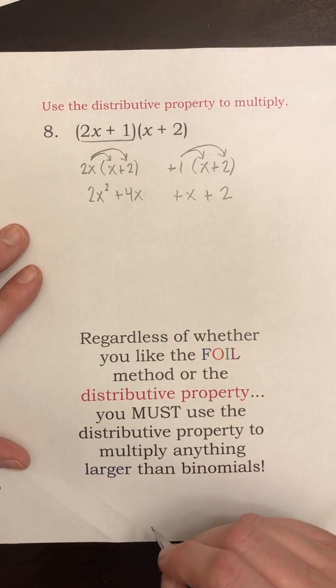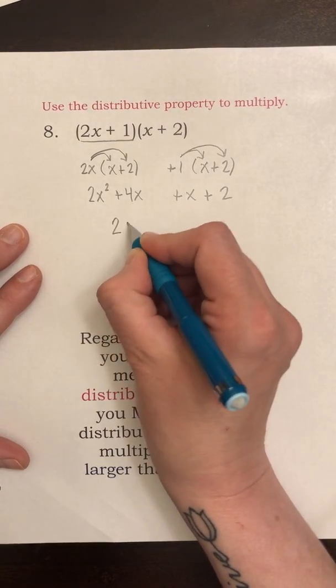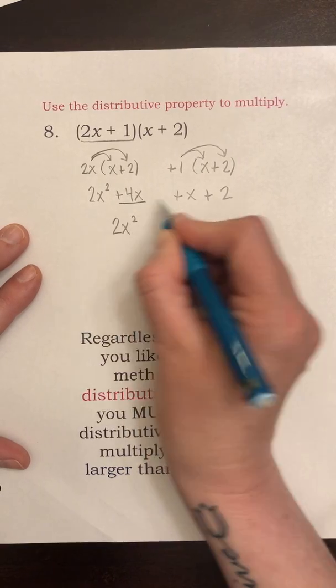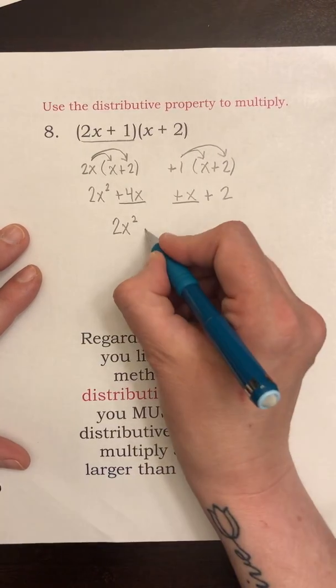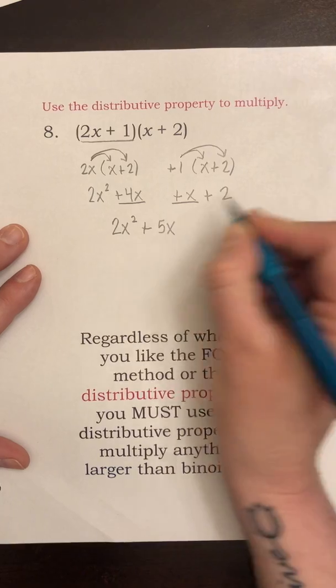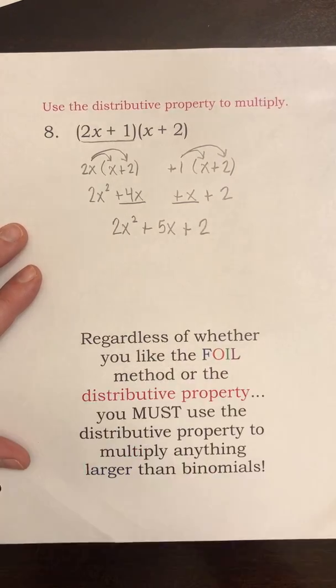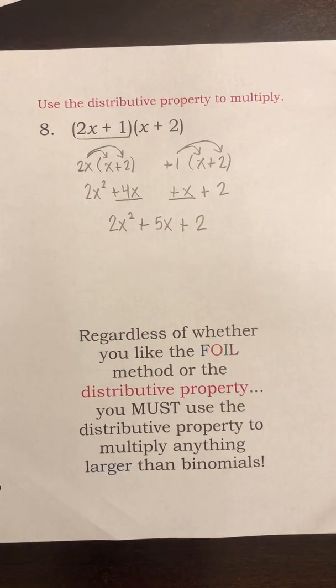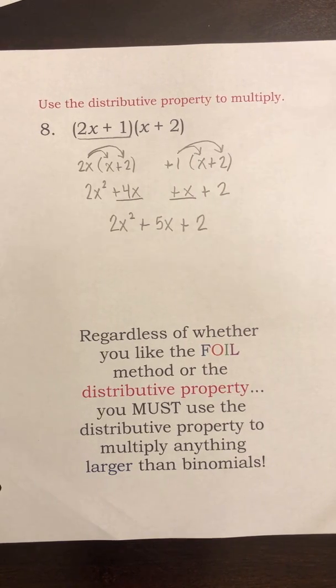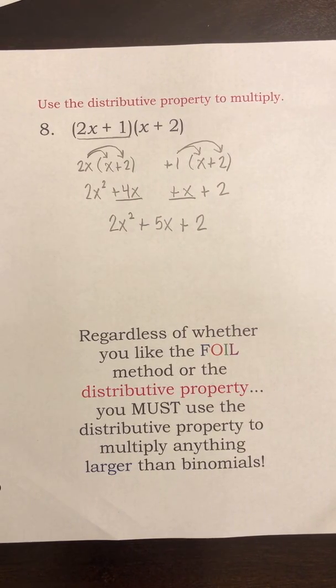Now I want to combine like terms. There's nothing like 2x squared. However, in the middle, 4x and 1x can add to become 5x, and then we still have the plus 2 at the end.